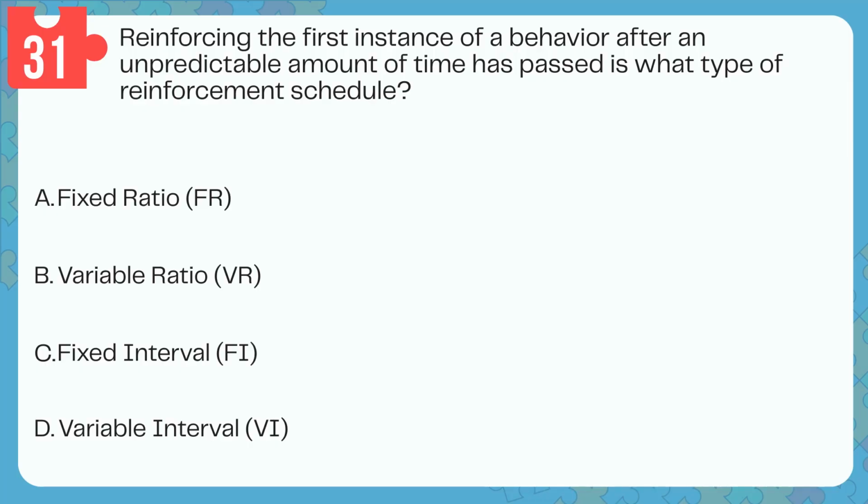Question 31. Reinforcing the first instance of a behavior after an unpredictable amount of time has passed is what type of reinforcement schedule? A. Fixed ratio, FR. B. Variable ratio, VR. C. Fixed interval, FI. D. Variable interval, VI.